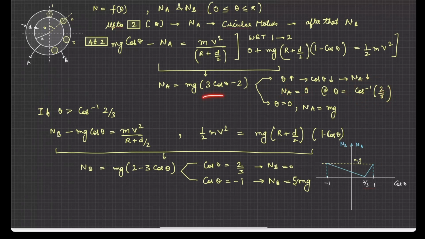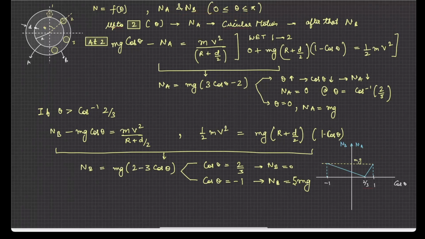So from this equation, if cos theta is equal to 2 by 3, my NB comes out to be 0. This NB will be there, so this will be the graph. So this will be the graph like this. This is my NA graph and this will be my NB graph, and this value will be maximum value at cos theta equal to -1, which will be 5 mg. Okay, -1 will be 5 mg, and at theta equal to 0 and cos theta equal to 1, it comes out to be equal to mg, the value of NA. Okay, that has been asked to find out, right?